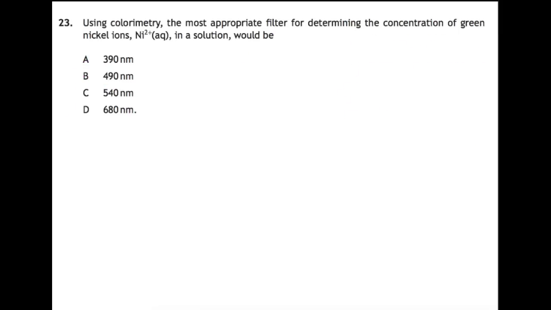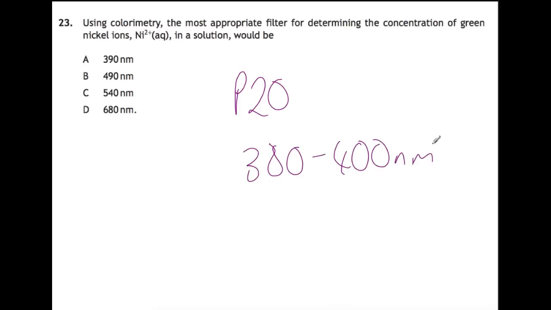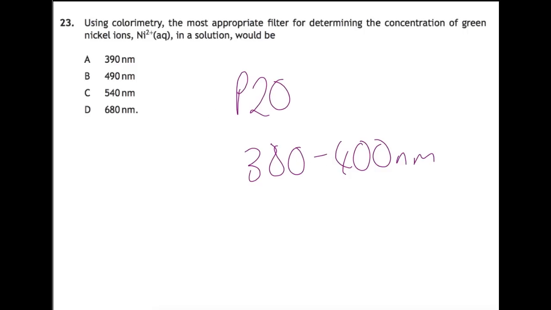Using colorimetry, the most appropriate filter for determining the concentration of green nickel ions in solution would be what? So here you want to look on page 20 at the colour wheel. So green, if you have a look at green on the colour wheel, you want to look opposite green. So if you look opposite green, you will find that it's 380 to 400 nanometers. You just need to find which of these fits into that region, so it's A.